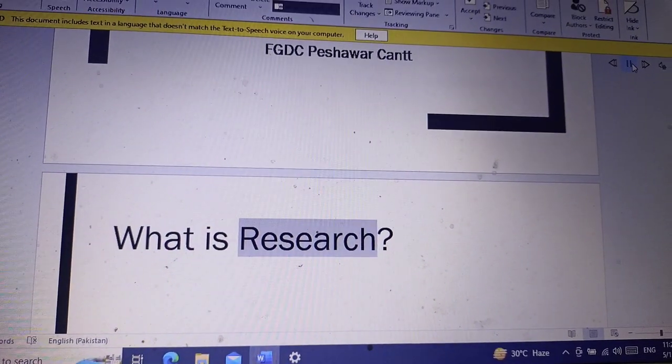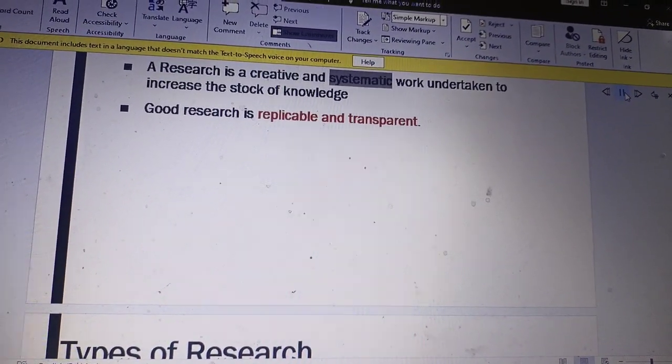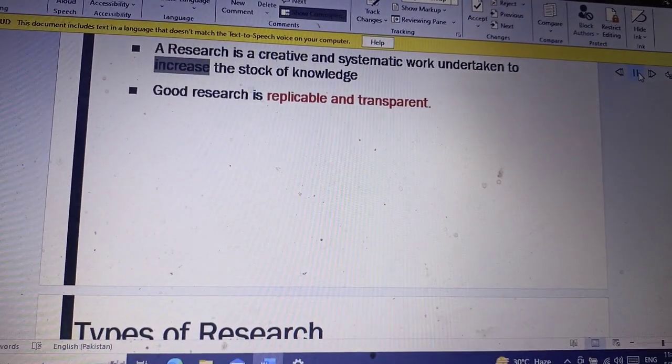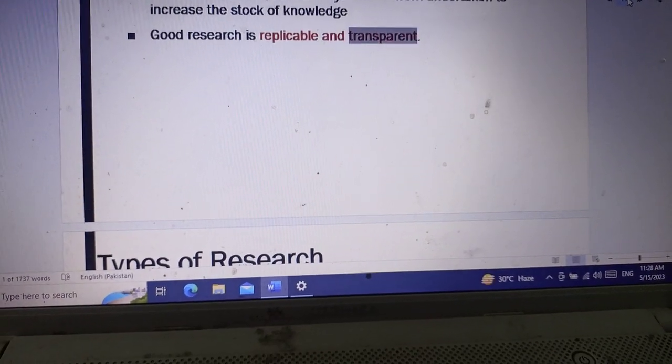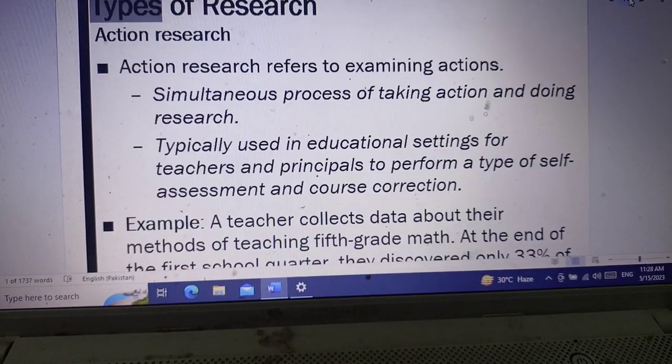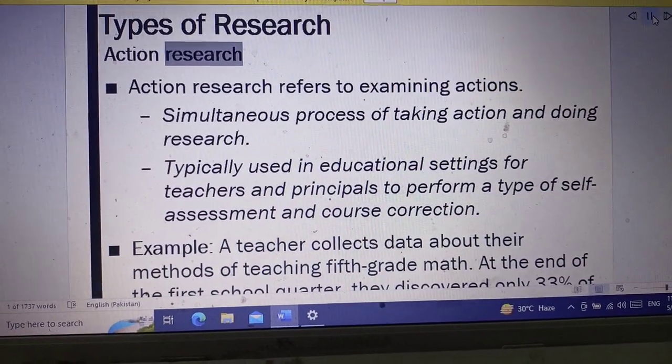What is research? Research is a creative and systematic work undertaken to increase the stock of knowledge. Good research is replicable and transparent. Types of research. Action research.